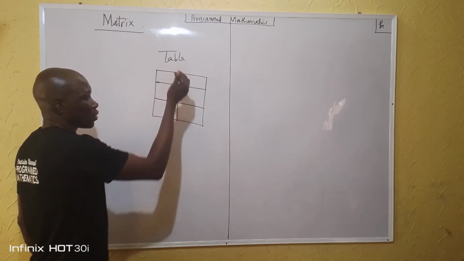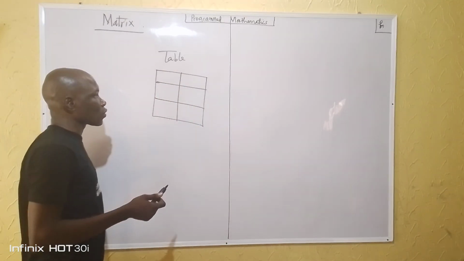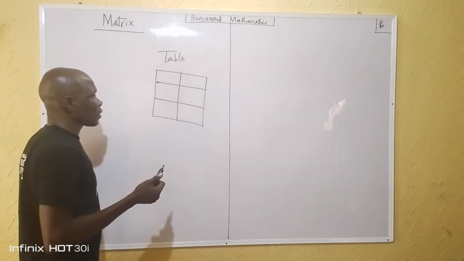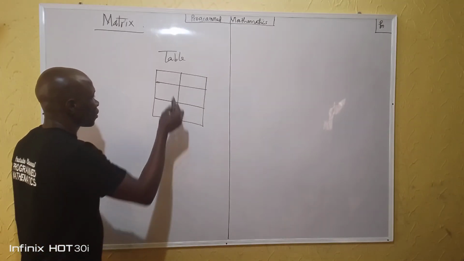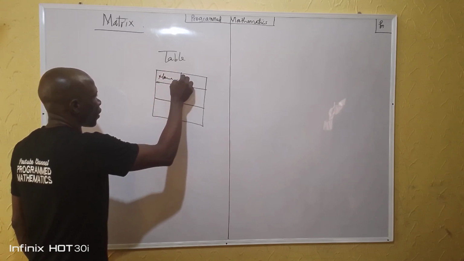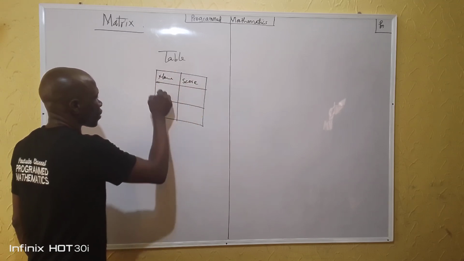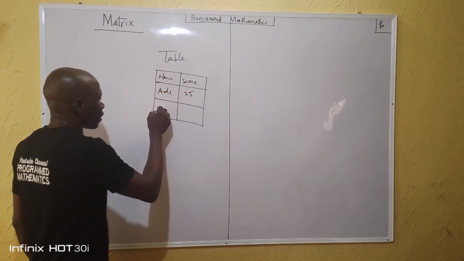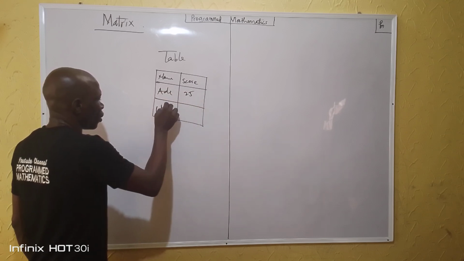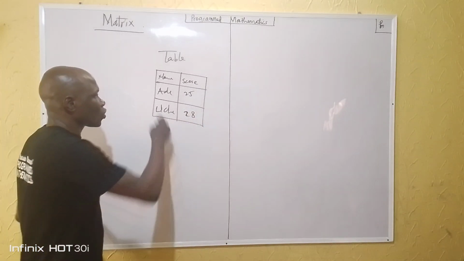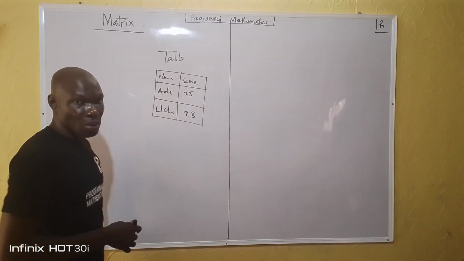Now in this case, for instance, let's assume that a set of students has just completed their test in mathematics. In this case, we have the names of the students and we have their scores as well. So I can have Ade, maybe 25. I can have maybe Uche is 28, maybe out of 30. All right, so what you have up here is simply called a table.